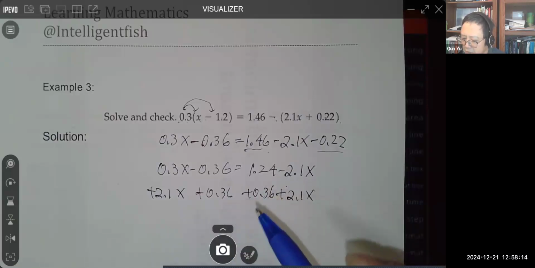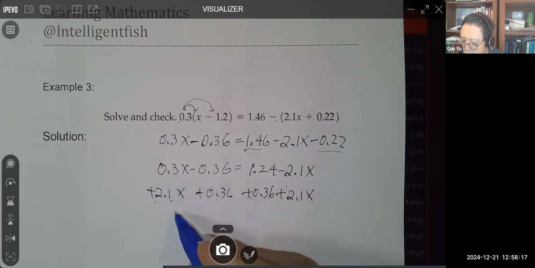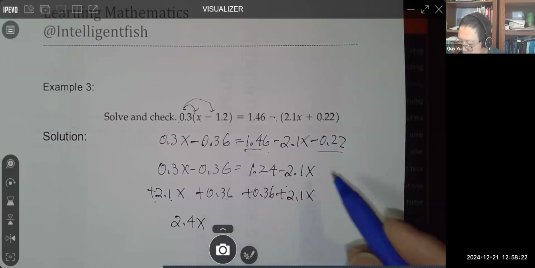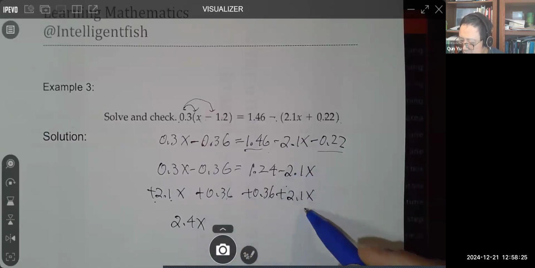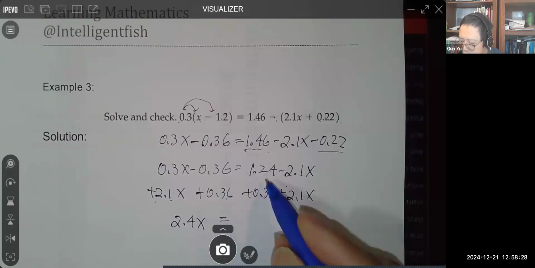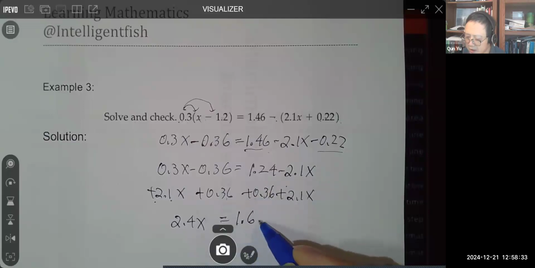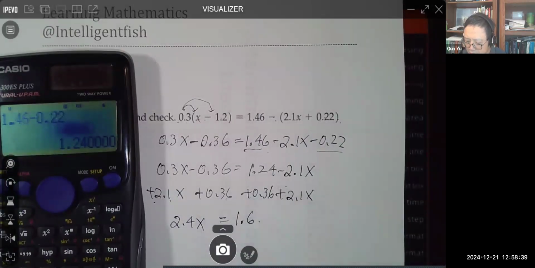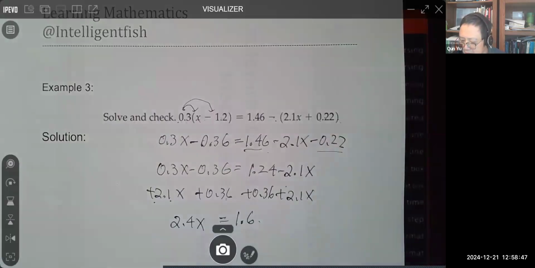Now let's see what we get. 2.1 plus 0.3, that's 2.4 for x. And this is gone, canceled. And x terms are gone on the right-hand side. These two combined, 1.24 plus 0.36, that's 1.6. Let's just double check this is correct. 1.24 plus 0.36. We get 1.6. Now we only have one step to go. We divide by 2.4 on both sides.